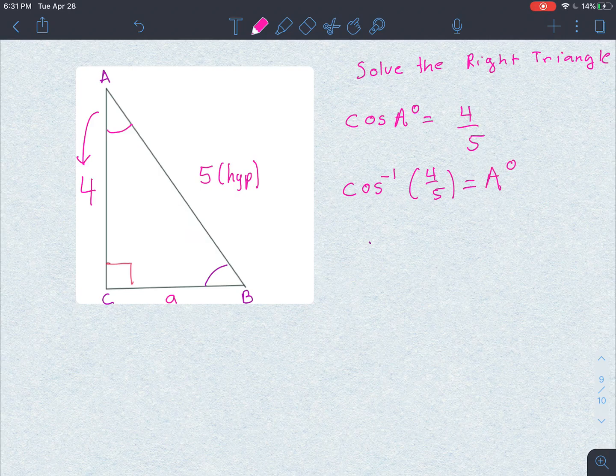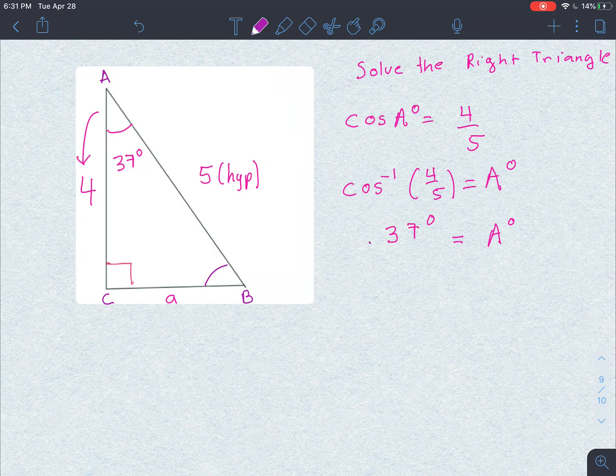And this is the part where you would put in your calculator and you would get that angle A equals 37 degrees. So I rounded here. It was 36.8699, but I just rounded to the nearest degree, and we got angle A is 37 degrees.